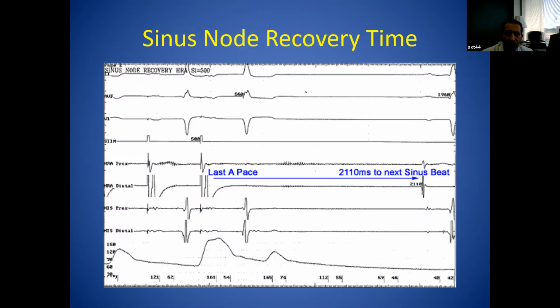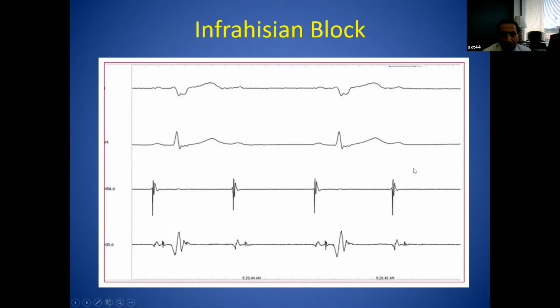This is what sinus node recovery time looks like. So just to orient you here, these are the surface leads. Here we're pacing in the high right atrium. This little deflection here is the His signal in this patient, okay? So A, His, V, A, you can't see the His V. You come off, this is your last pace beat, and you wait to see how long it takes before the return sinus beat comes in, okay? So that's sinus node recovery time.